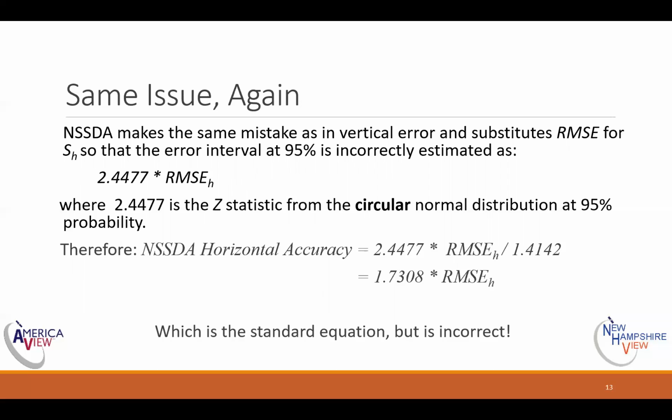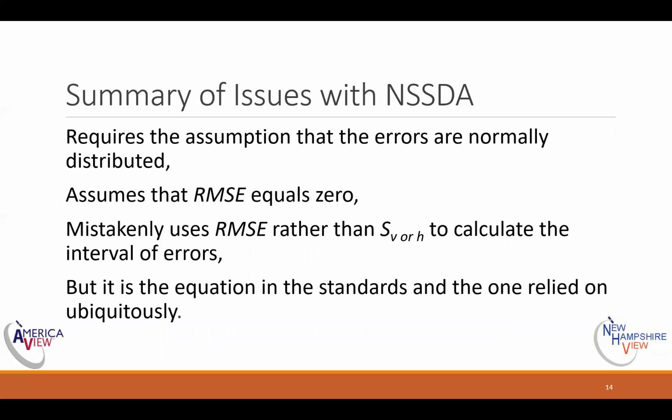And so then you calculate that, and you get the equation that the NSSDA for horizontal accuracy is 1.7308 times the root mean square error for horizontal, which is the standard equation. That's what the standard says, but it's got an issue with it, as I already mentioned. That issue is a minor issue because these days we're doing so much better than what NSSDA states we have to do. And so not a big problem, but you do need to understand that there's a problem with this, okay?